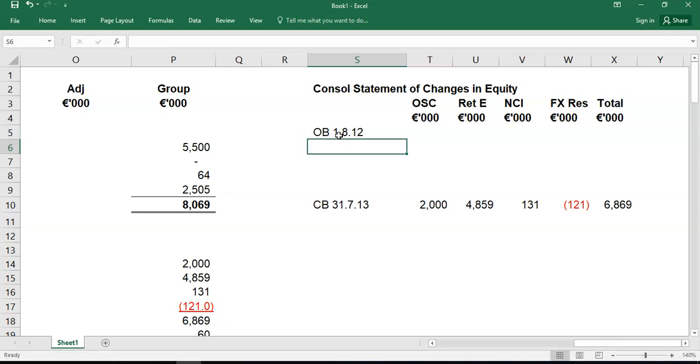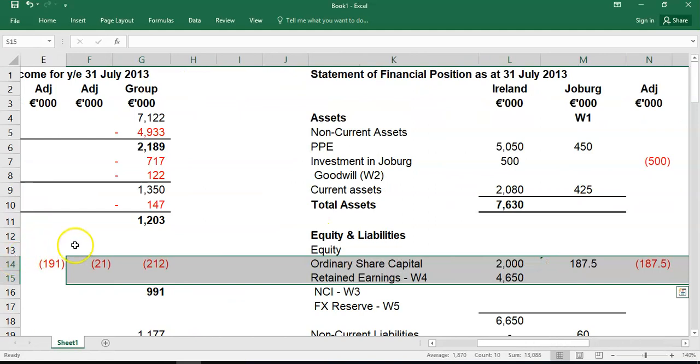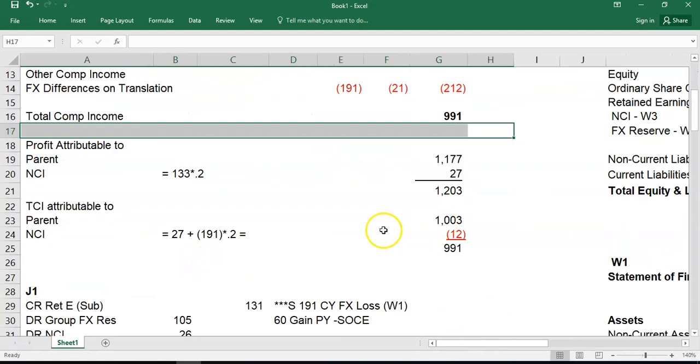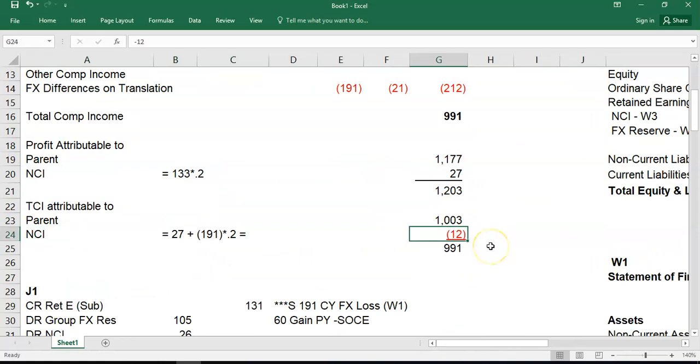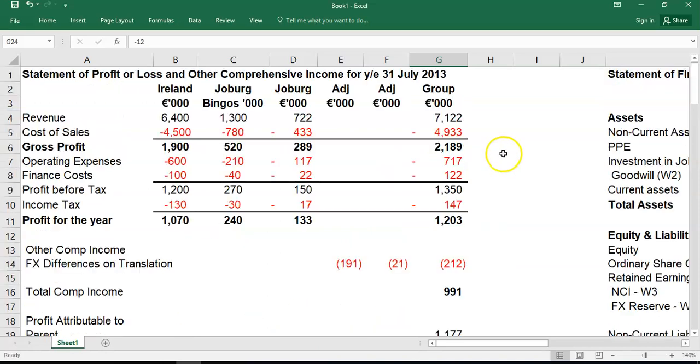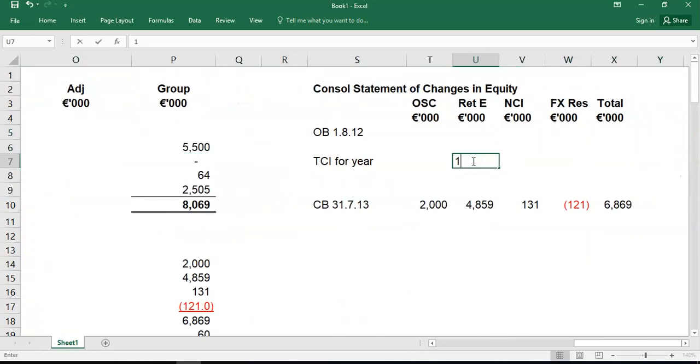Statement of change in equity only looks for 1 year, even though you owned it for 2 years. We didn't have any share issues, we didn't have any dividends, we didn't have any acquisitions during the year, that happened last year, and we didn't have any disposals during the year. So the only thing we had for the year, TCI for a year. So you have to go back to the statement of profit and loss and pull the right figures. So this is test your knowledge. It's the minus 12 that goes to the NCI column, and it's the 1177 that goes to retained earnings. So we'll slot those two in first. Profits 1177, NCI minus 12. They're the first two.